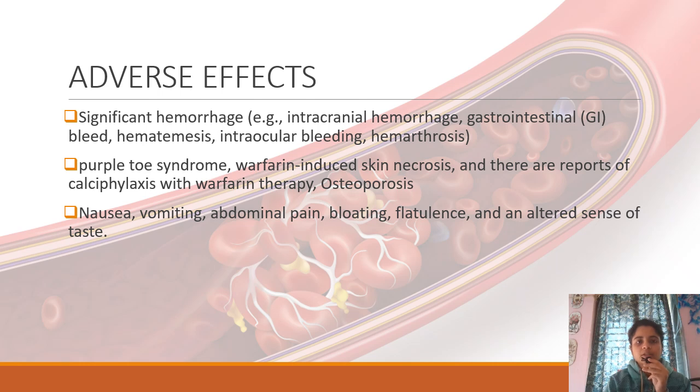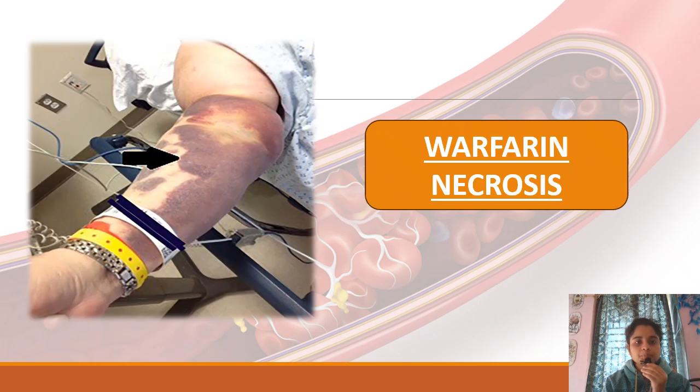Adverse effects: significant hemorrhage can occur, like GI hemorrhage, intracranial hemorrhage, hemarthrosis, and intraocular bleeding. Then purple toe syndrome and warfarin-induced necrosis. These are some of the side effects that can occur. Calciphylaxis, that is, calcium deposition in the skin. Osteoporosis, nausea, vomiting, abdominal pain, bloating, flatulence, and an altered sense of taste. Okay, all these things can be there.